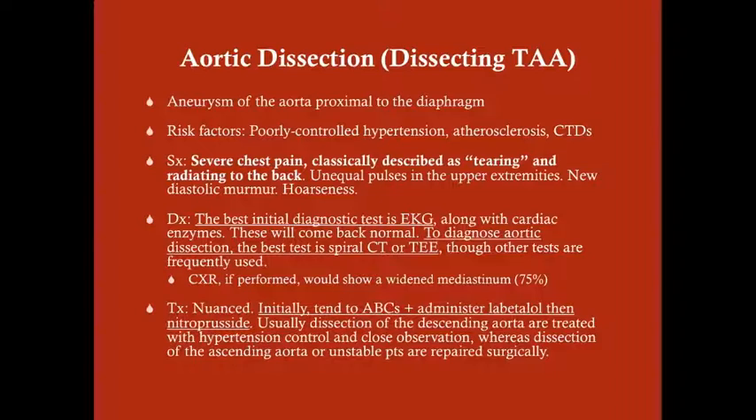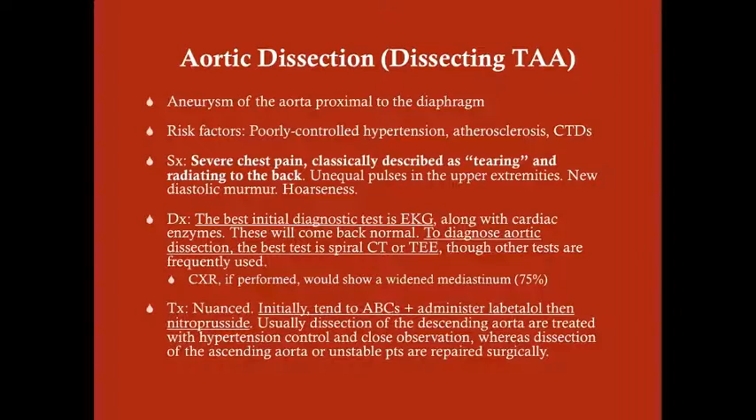Risk factors for aortic dissection include poorly controlled hypertension, atherosclerosis, connective tissue diseases. Some other things are male gender, 2 to 3 times more likely to get an aortic dissection if you're male than if you're a female. Some of the congenital heart diseases put you at risk for aortic dissection. Third trimester of pregnancy, you're more likely to get an aortic dissection. And then some other things would include Turner's disorder, which is the X0 girls, and then cocaine use puts you at risk for aortic dissection as well.